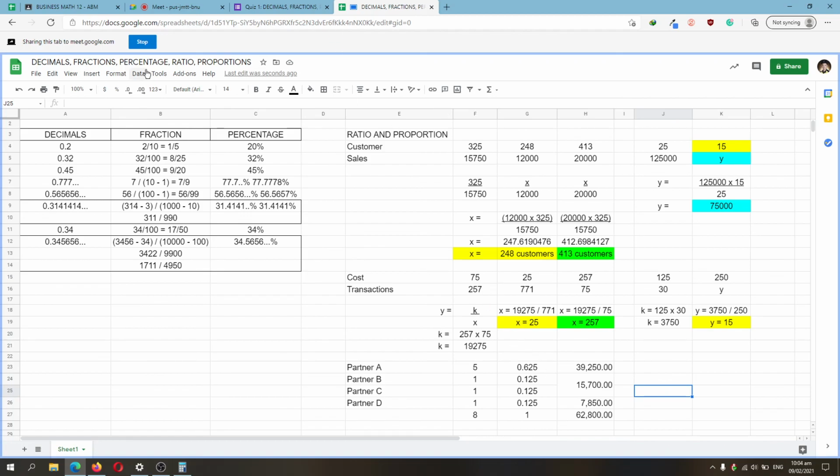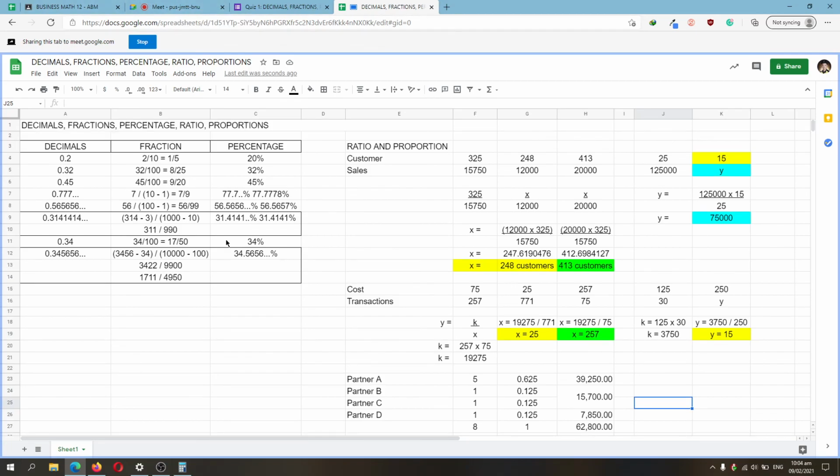So, with that, sana mas naging clear sa atin kung paano ginagamit ang decimal fractions, percentage, ratio, and proportions, and also kung paano sila ina-apply in real life.